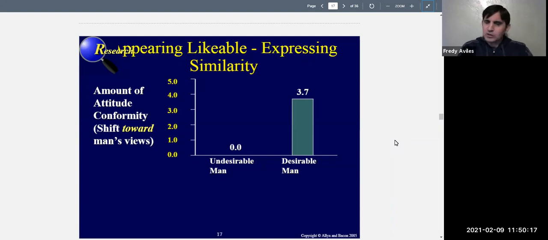They found out first what the women actually believed before knowing anything. And then once they found out about the man, then they were told to fill something out for him. And it turns out that, yeah, there was a lot of attitude shifting. A lot of women basically say, even though they believe one thing, they were likely to say something else just to be pleasing to this man.